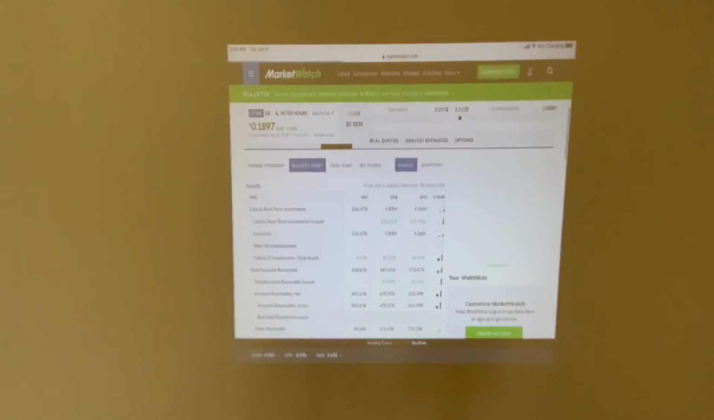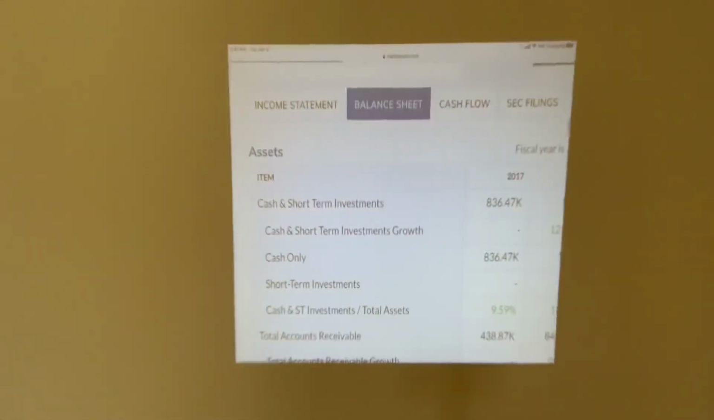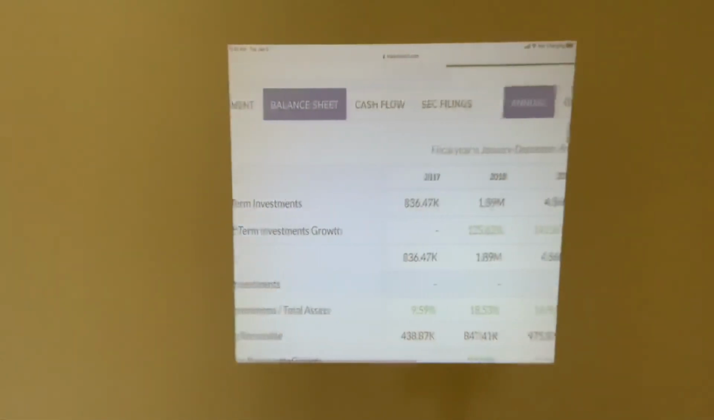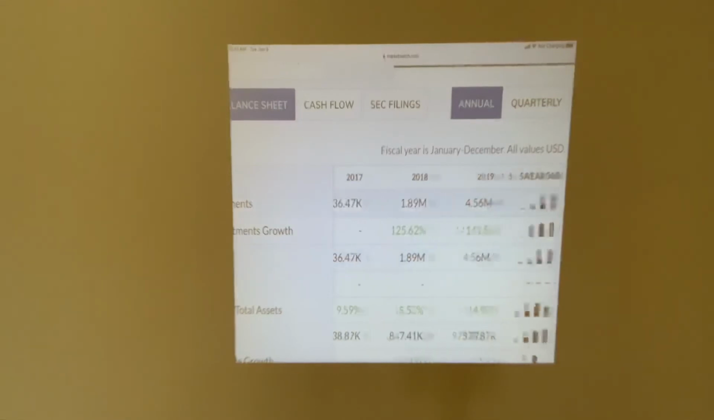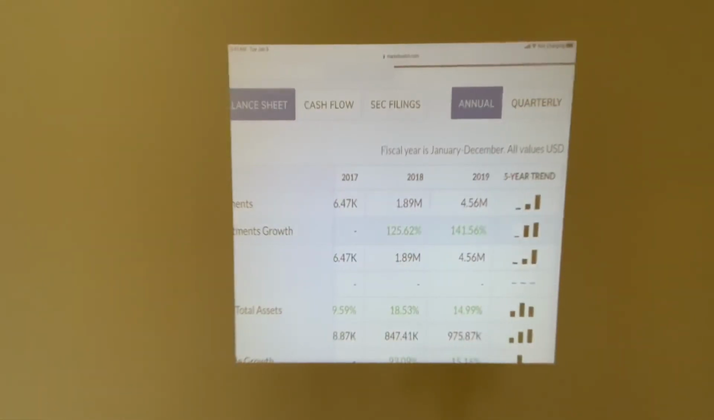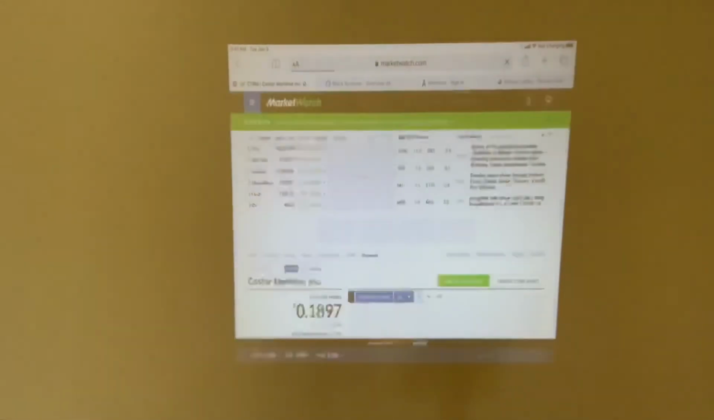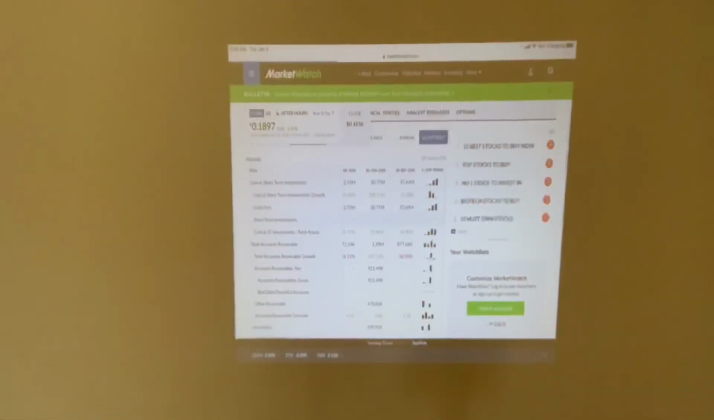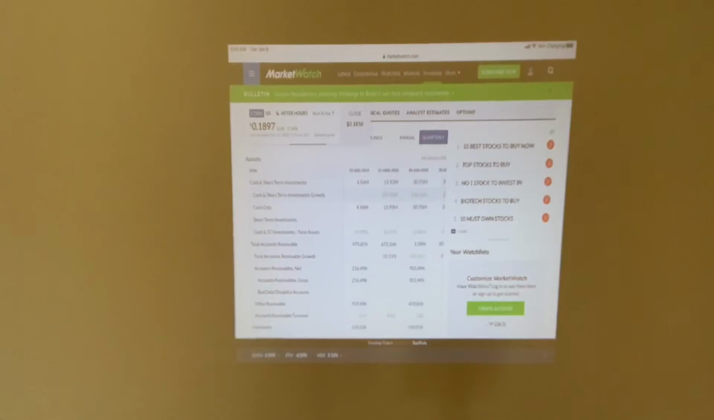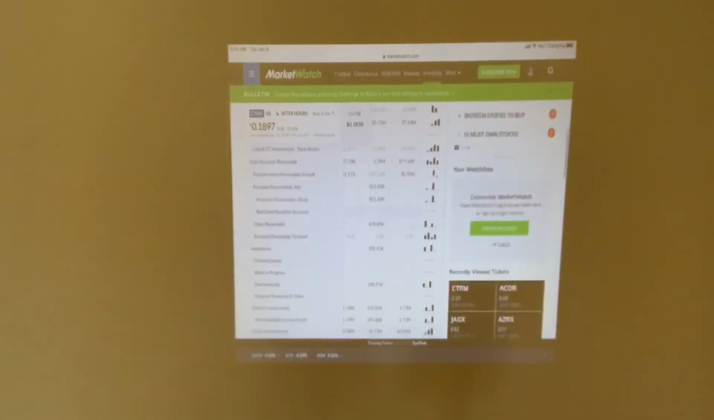So in the balance sheet, you look at their cash and short-term investment. Just a quick look. Historically you see what they have: 17, 18, 19, they were trending up to 4 million and change. Quarterly, let's see what they have. The last quarter they reported 37 million, which is more than ever before. Okay, so let's look at the second one.